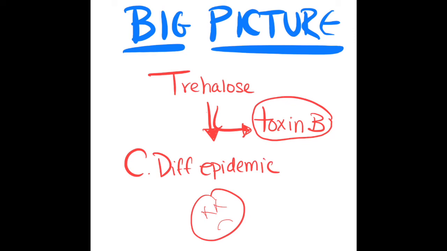The article states that this evolutionary pathway impacts the disease severity by causing an overproduction of toxin B, which can potentially be very fatal. Thank you for listening.